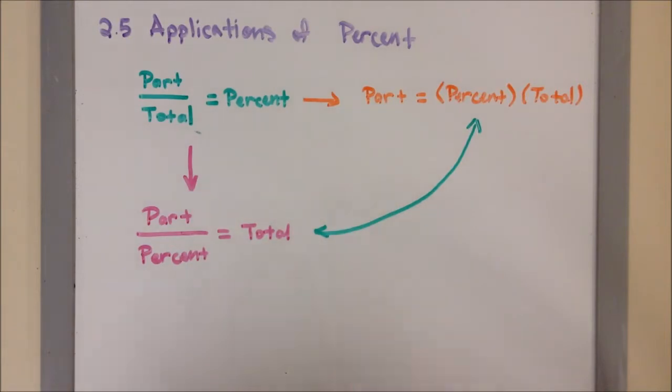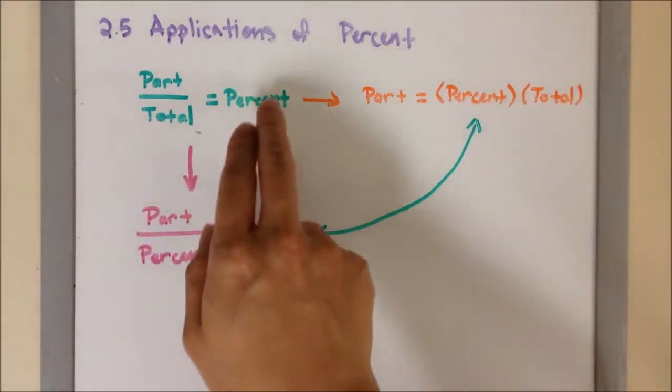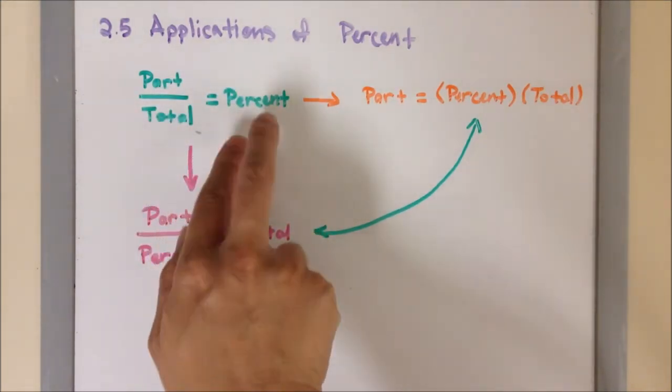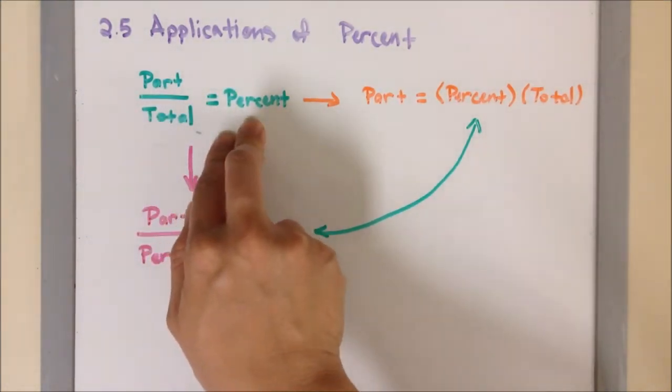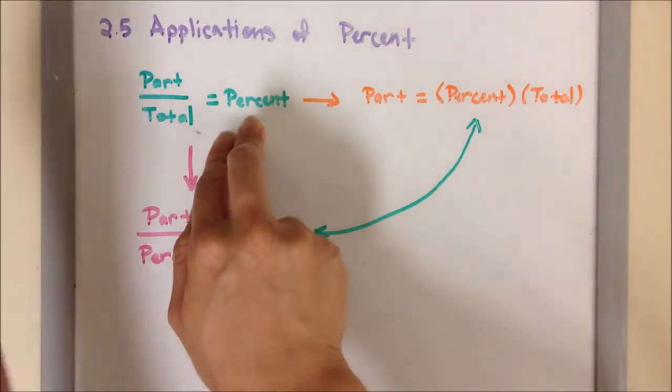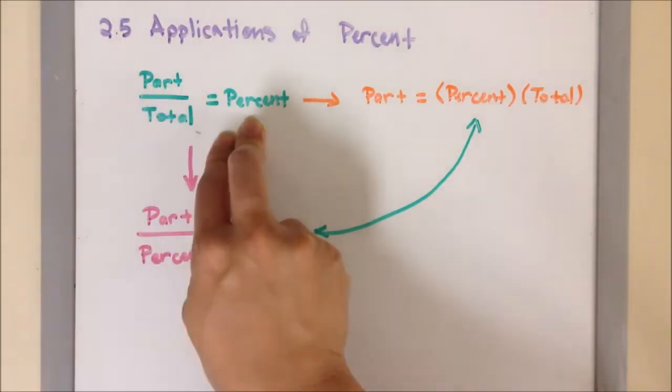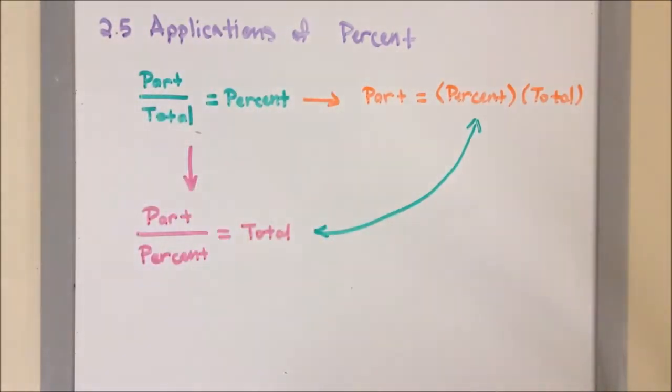But if you are perfect with your algebraic skills, then you can work with the formula that you learned in middle school to isolate for part, to isolate for total, and to isolate for percent.